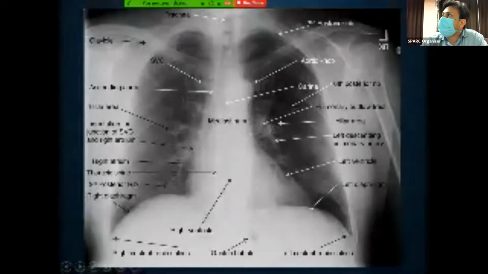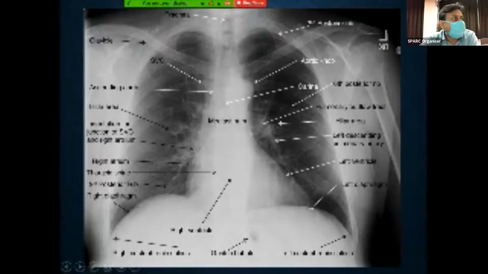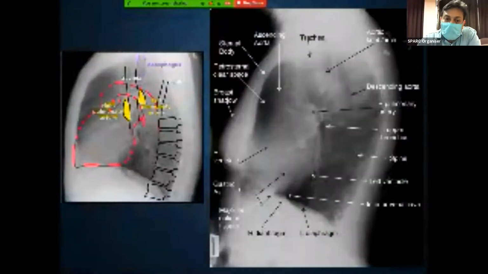And then we pay attention to the bones which are visible, like the vertebra, the ribs, the clavicle, the part of the humerus, the scapula, and the soft tissue shadow of the chest wall, that is the muscles and subcutaneous tissue of the chest wall. So after reviewing all this, we can say we have completely evaluated a chest X-ray.